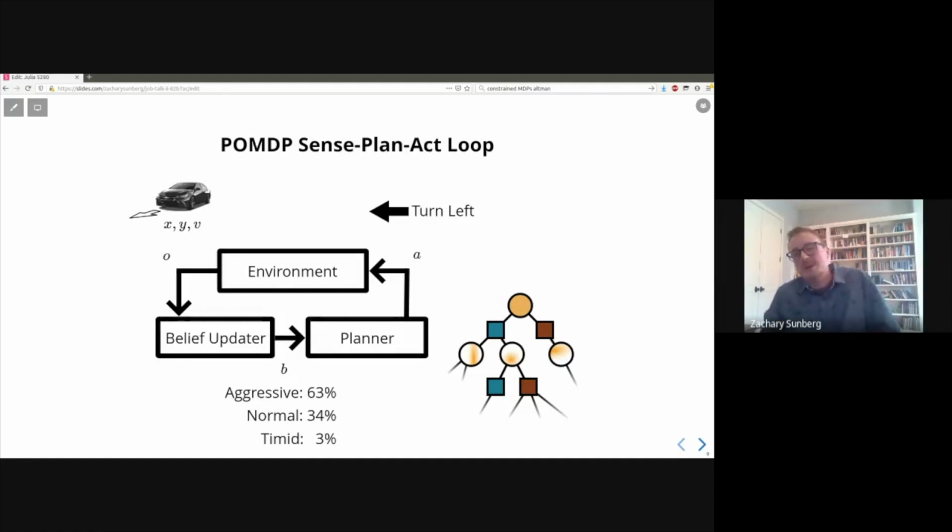So most of my research involves figuring out what to do inside this planner block. Given the belief, given a probability distribution over the true state of the world, how do we determine what the best action is to take?